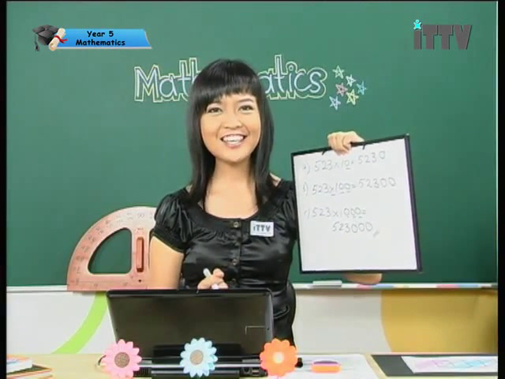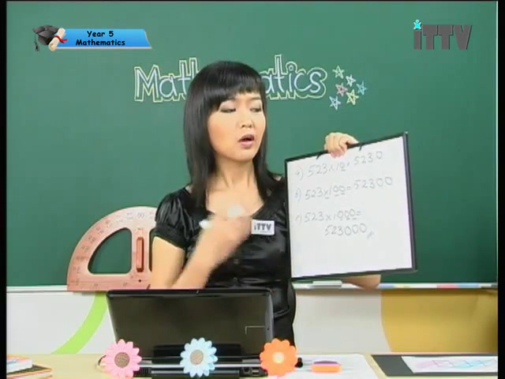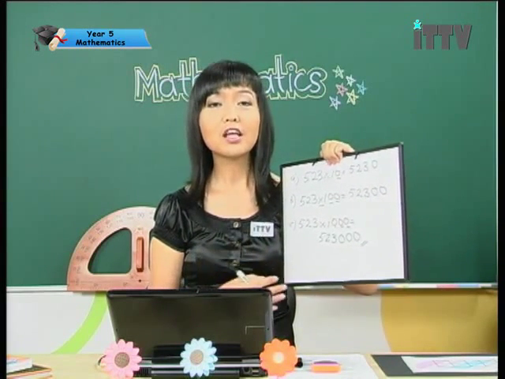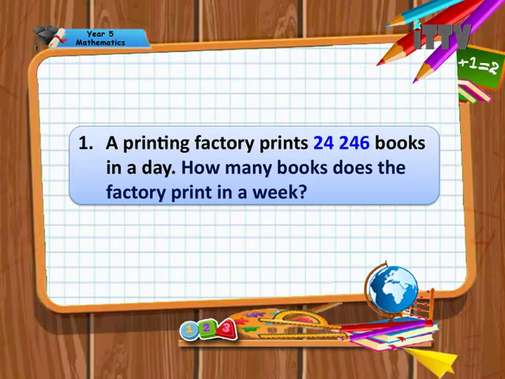523,000. Pretty easy, right? Okay, now we are going to recap more of these later in the problem-solving segment. Now let's try the first problem-solving question. Take a look. A printing factory prints 24,246 books in a day. How many books does the factory print in a week?